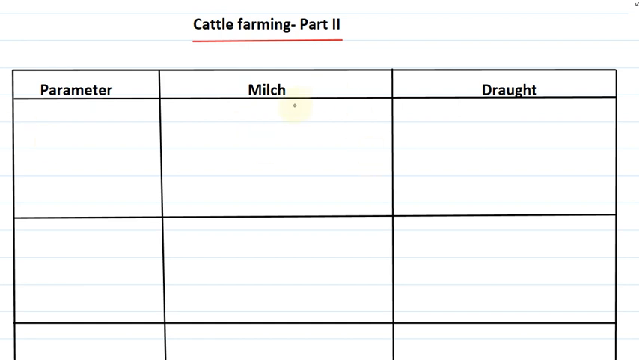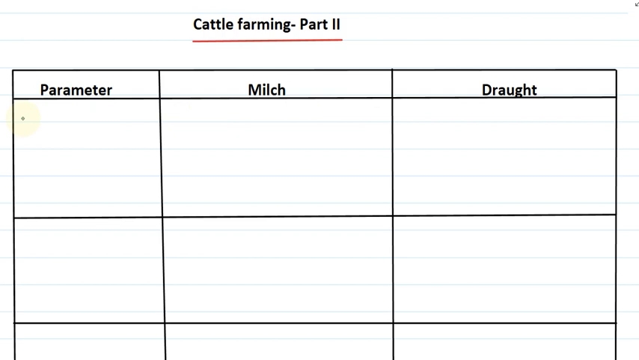So today we will first differentiate between these two, and then continue with the breed improvement techniques that are performed to increase the milking capacity of the cattle, and we will see the different techniques followed in breed improvement. First we will begin with the difference between milch and draught.